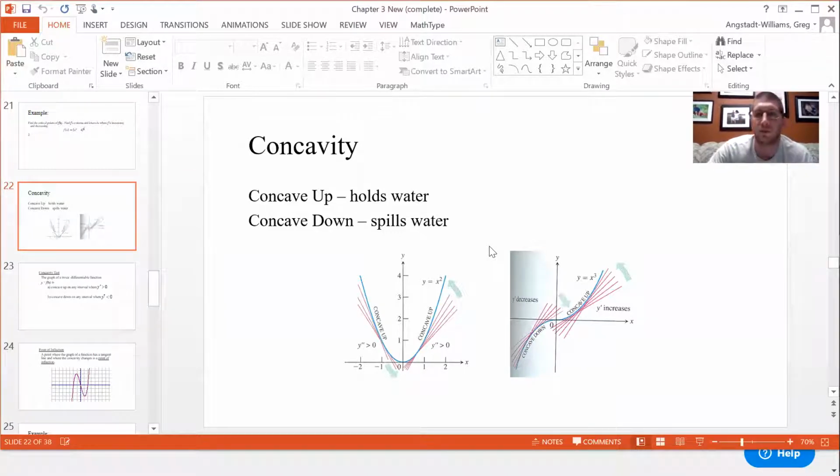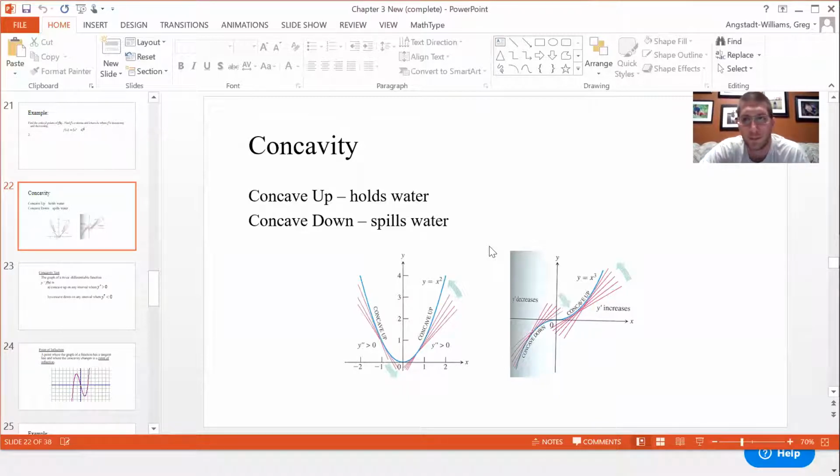Concave up is your right side up parabola, right? It holds water. Concave down is the upside down U. It would spill water. Right, so if you want to tell whether a function is concave up or concave down, you're going to have to use the second derivative.